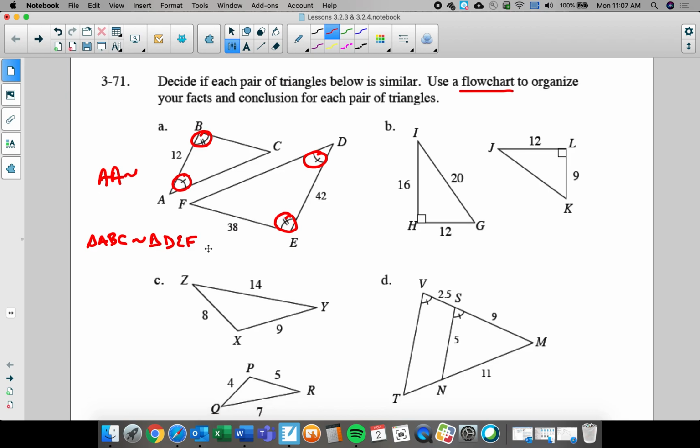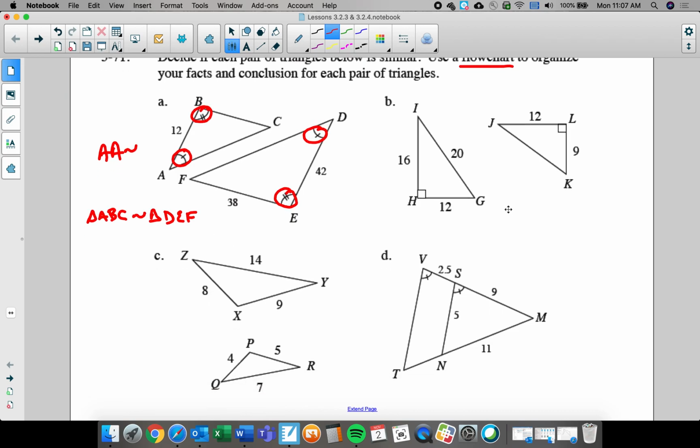If we take a look at part B, first off, they give you some side lengths. They both have a 90-degree angle, but that's the only angle we know. So the only other thing we are going to check is side-angle-side similarity. Meaning, I need to check these two sides and these two sides to see if we have the same ratios.